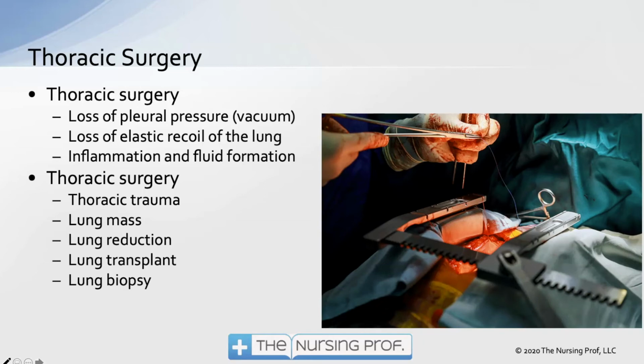And this is why we put chest tubes in. So when patients have thoracic surgery, it's very common for them to have a chest tube afterwards because they have that loss of pleural pressure. So it's thoracic trauma, lung mass, lung reduction surgeries, transplants, biopsies. These are all reasons why we may be doing thoracic surgery.